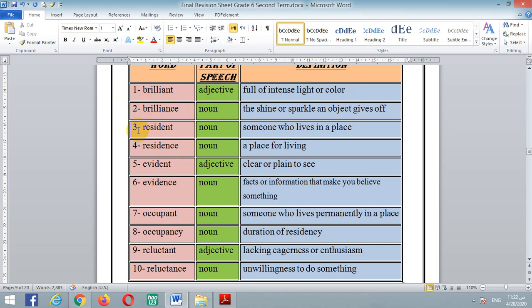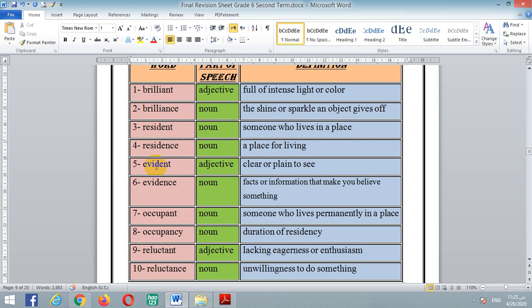Number three, resident. Resident means someone who lives in a place. So for example, if you live here in Saudi Arabia, you are a resident. Residence, the place for living, is a noun. Here resident is also a noun, not an adjective, and the noun of this noun is residence, meaning a place for the resident to live in.